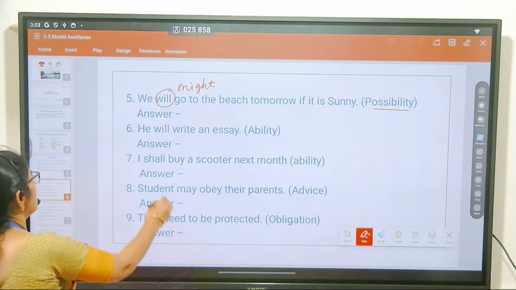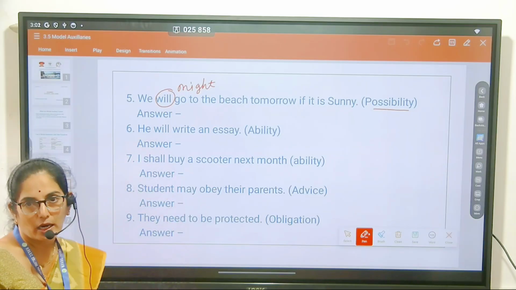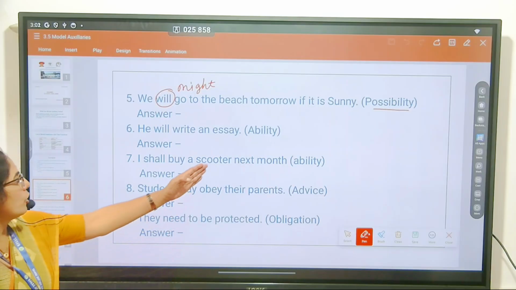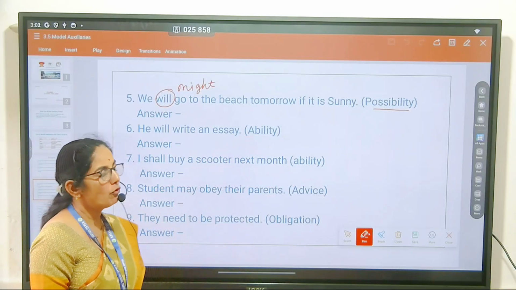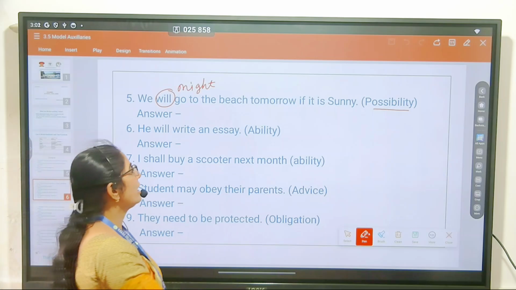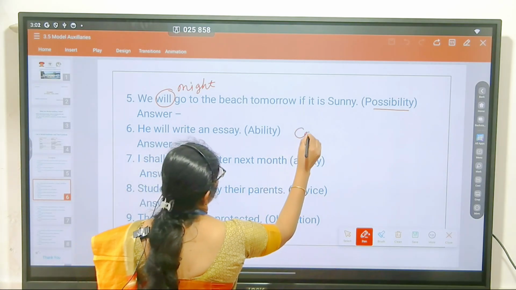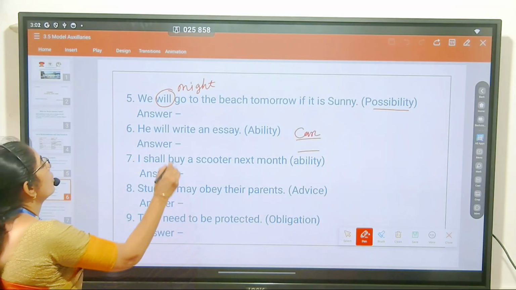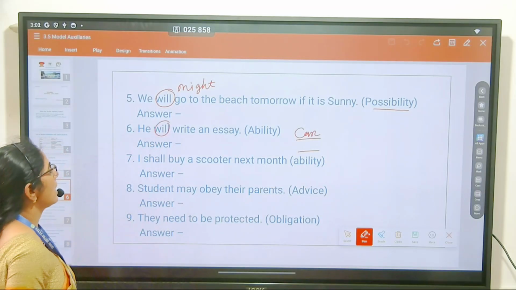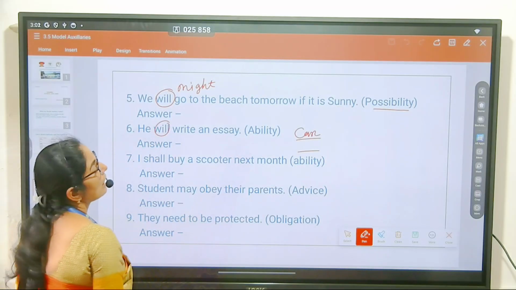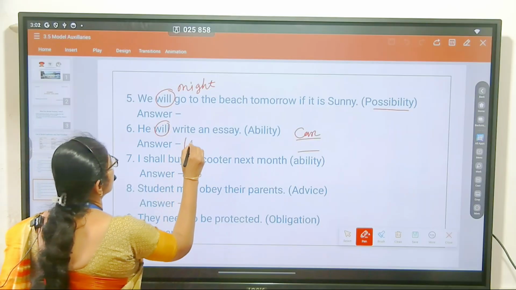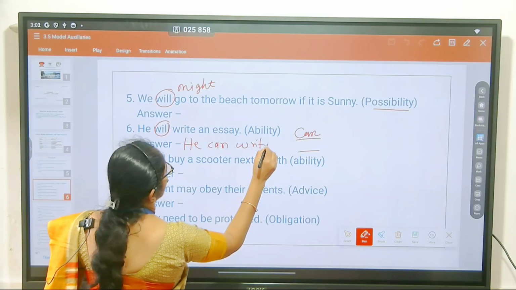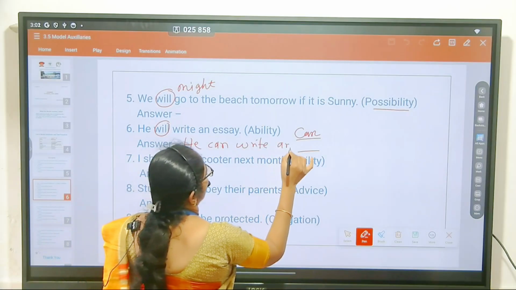The next sentence is, he will write an essay. Now here, the modal auxiliary you have to use is for ability. Now for ability, which is the modal auxiliary? Can. So first you have to remove will, and instead of that you have to take can. So how will the answer be? He can write an essay.